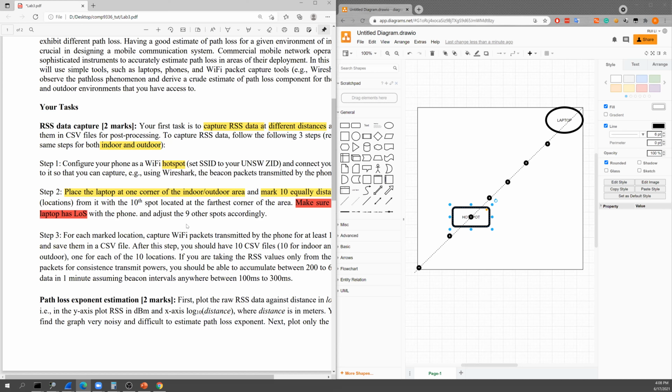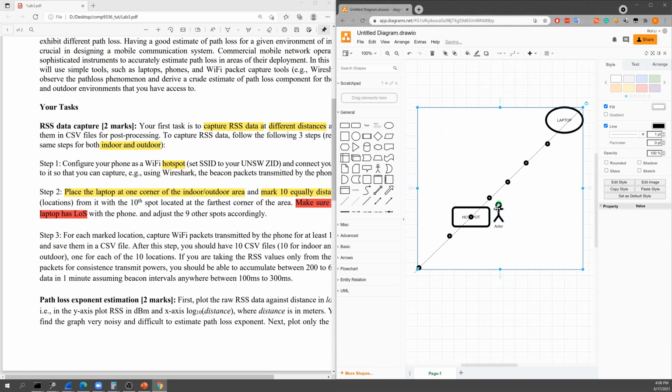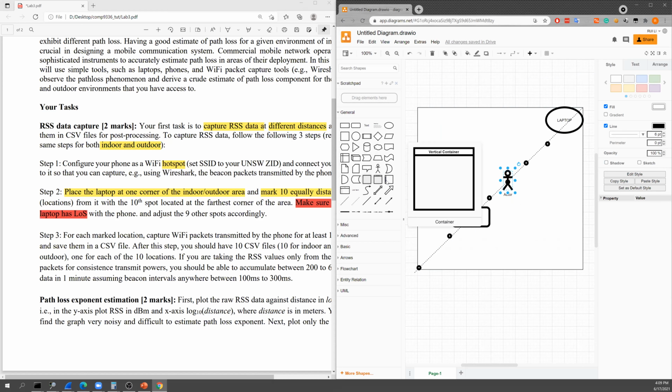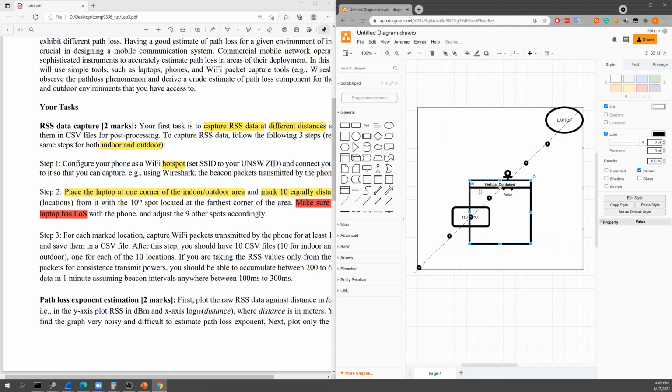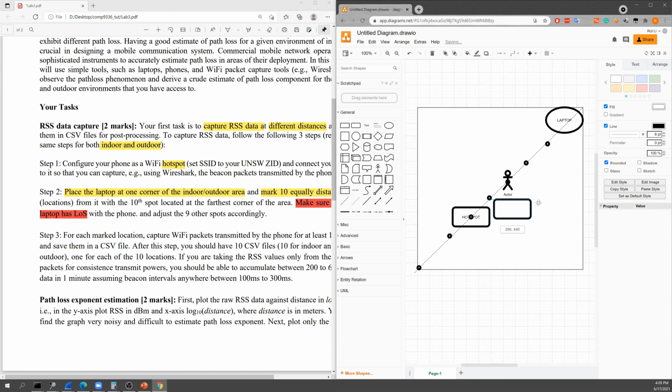Line of sight means there should be nothing between the hotspot and your laptop. For example, you should not stand between them when the capturing starts. You should not stand here, okay? There should not be any obstacles between the hotspot and laptop.